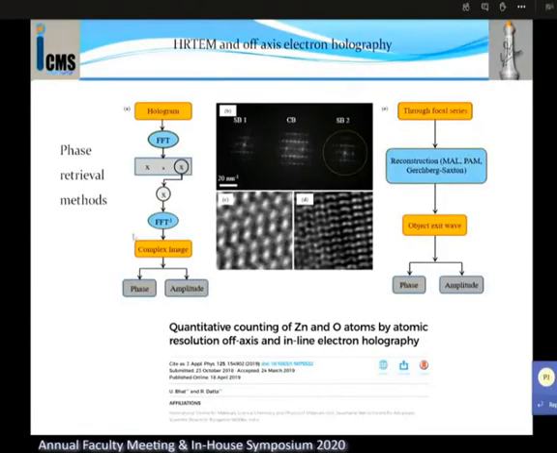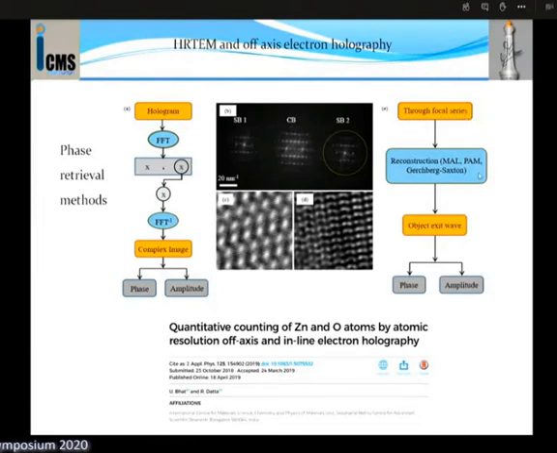Here is a schematic flow of the data analysis. For the off-axis, you do the FFT, take one sideband, do the inverse FFT, get the complex image, and get the phase and amplitude out. And for HRTM, you collect a through-focal series, and you follow a certain iterative algorithm if the sample is thick, then you get the object exit wave and get the phase and amplitude.